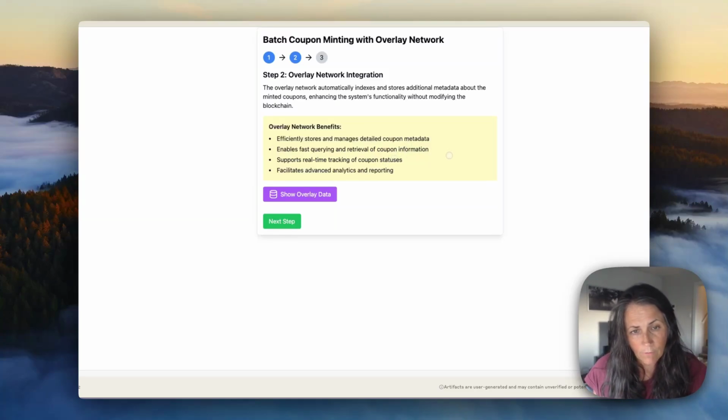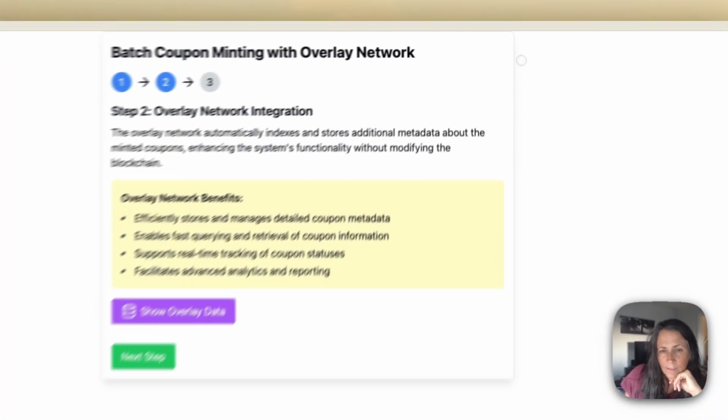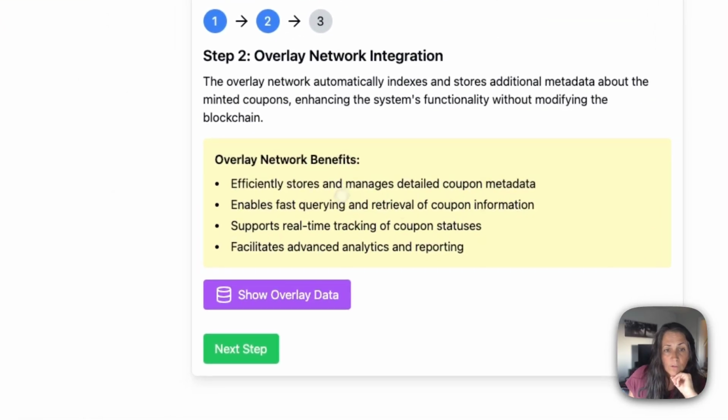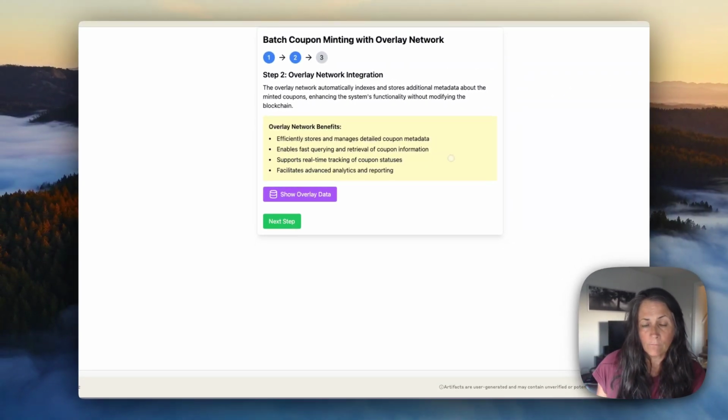And so this overlay network would efficiently store and manage detailed coupon metadata. So that would be your amount, your discount amount. It would be what stores you can spend it in. Perhaps it would be geography. Maybe there's an expiration date. So there's all kinds of things that could be stored as this metadata on the overlay network. The overlay networks enable fast querying and retrieval of coupon information. It supports real-time tracking of coupon statuses, and it facilitates advanced analytics and reporting.